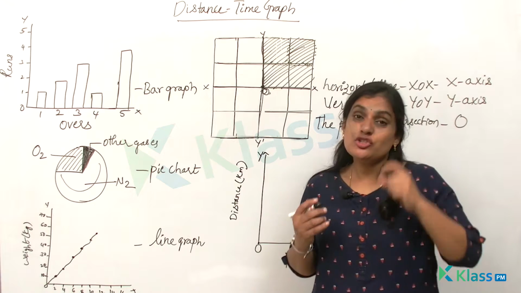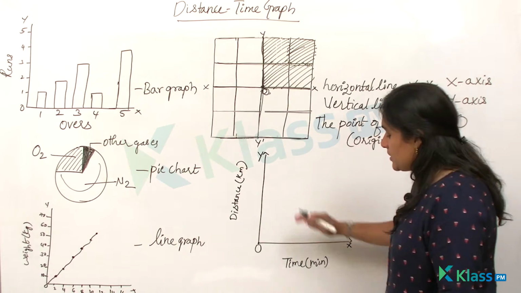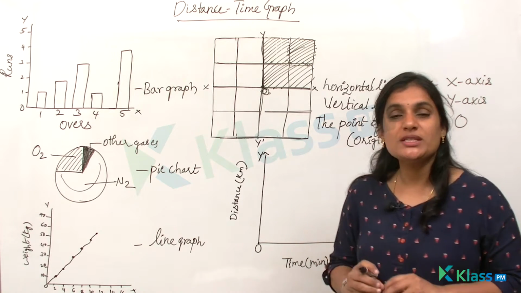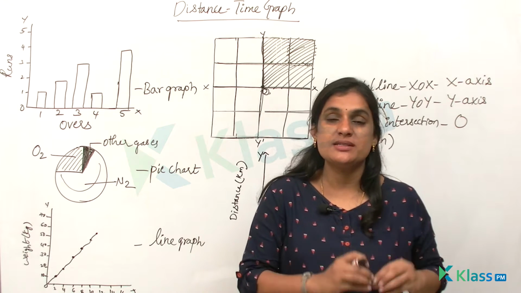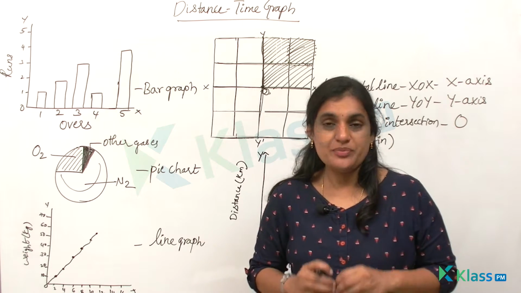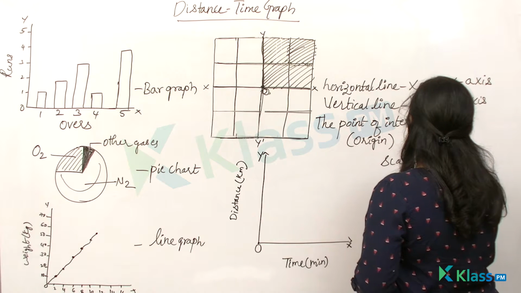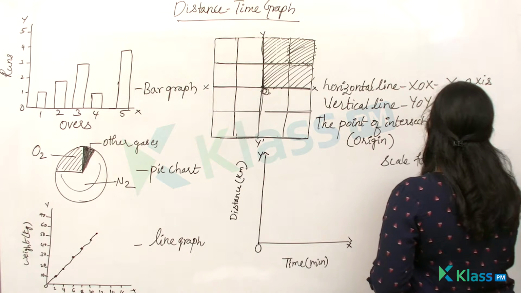Now you have to choose a scale to represent. You have taken the X and Y axis and marked them as time and distance, and now you have to choose a scale to represent the distance, and another scale to represent the time for the motion of the car. So now let us mark the scale for motion of car.